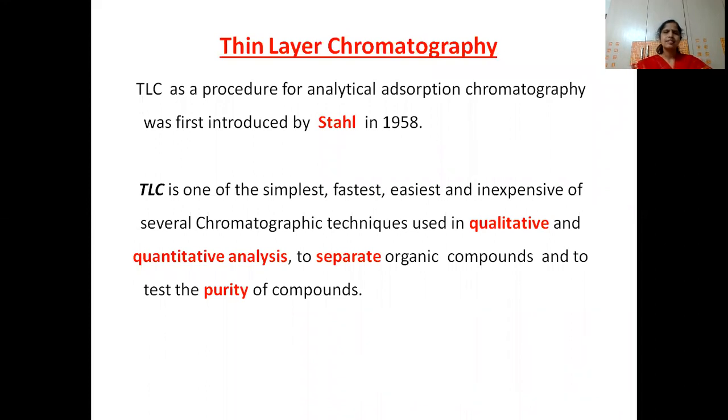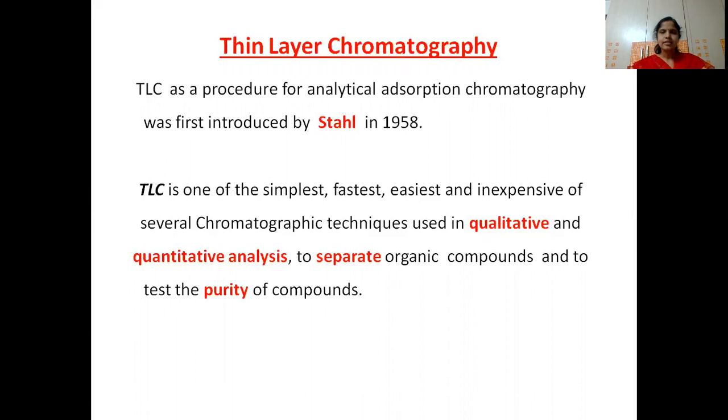Now, why this TLC is considered the most important technique is TLC is one of the simplest, fastest, easiest, and inexpensive of all the chromatography techniques. So it is very simple. We'll see now why it is very simple. And the development is also very fast and it is very easy to handle also. And out of all the other important characteristics, it is inexpensive. That is, it costs very little. That means the equipment required is very cheap.